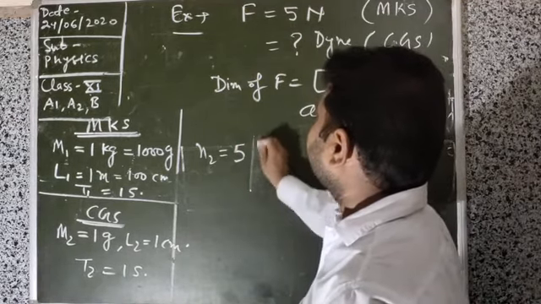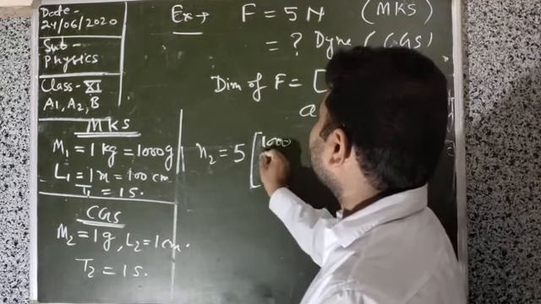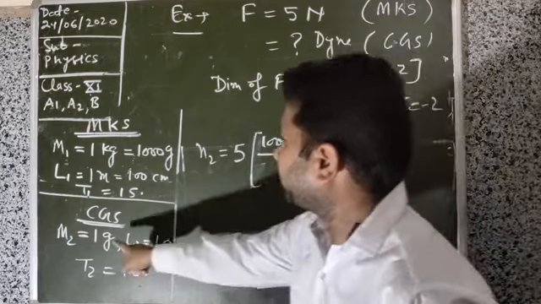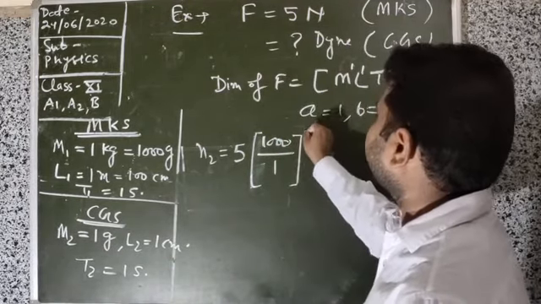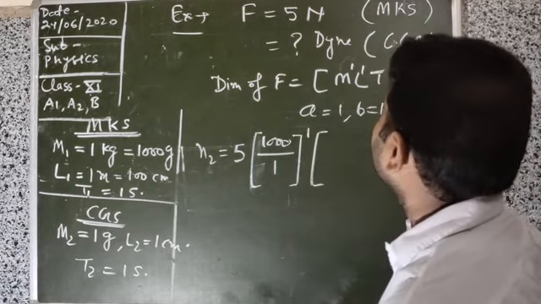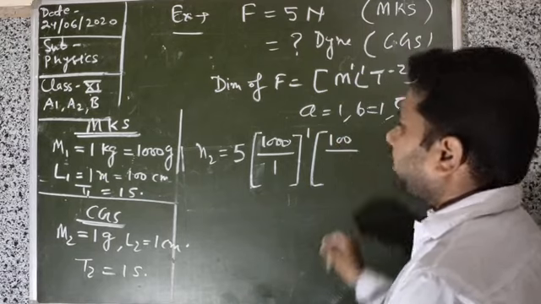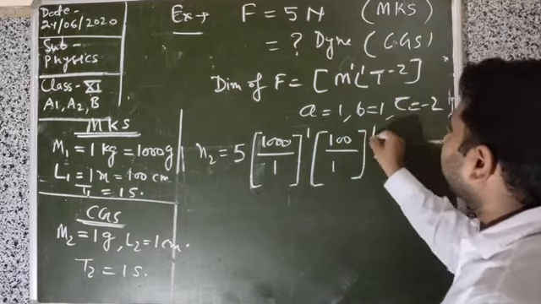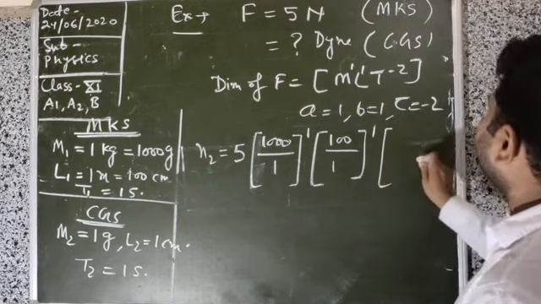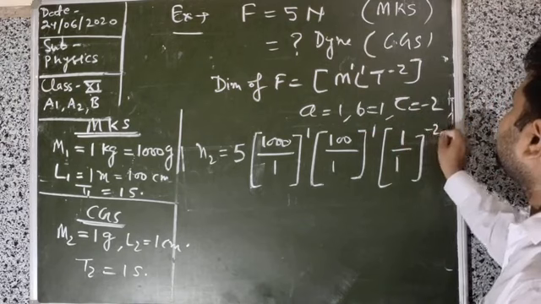m1 by m2. m1 is 1000 gram, 1000 gram divided by 1 gram. Exponent is a, that is 1. Then l1 by l2. l1 is 100 and l2 is 1. Exponent is b, that is 1 again, and t1 by t2. t1 is 1, t2 is also 1, and exponent is -2.